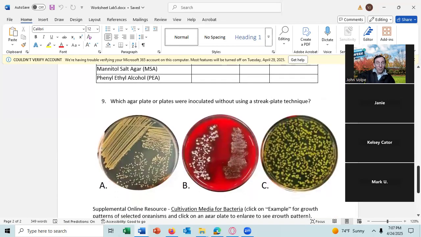And then 9, which agar plate or plates were inoculated without using streak plate technique, meaning streaking for colony isolation? Plate A, plate B, or plate C?